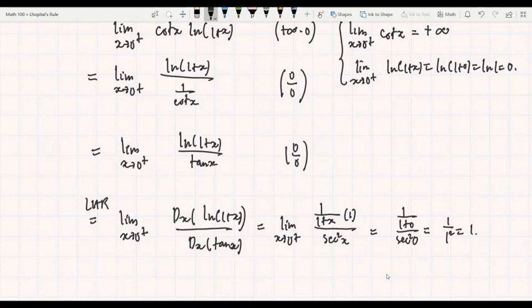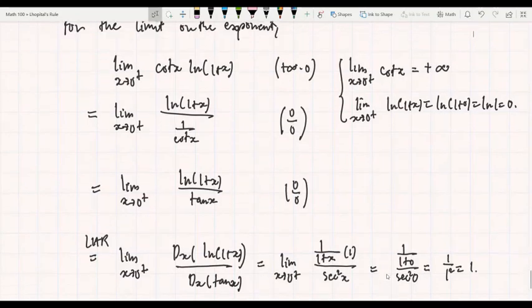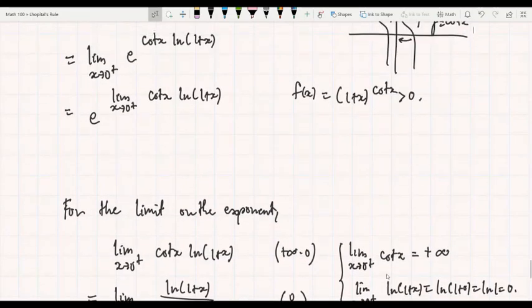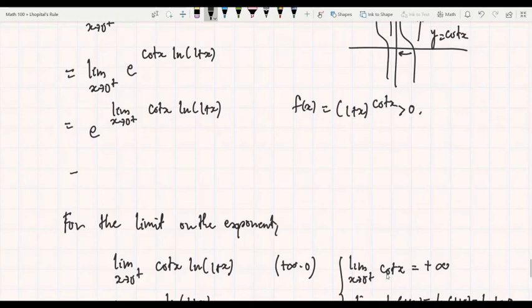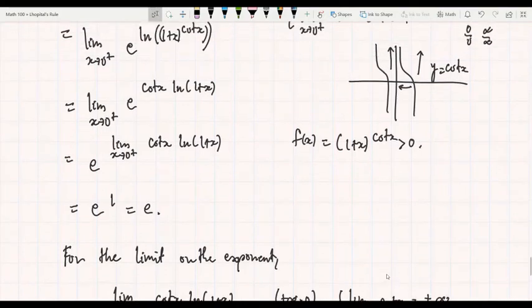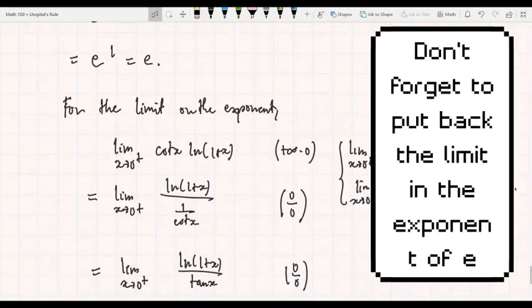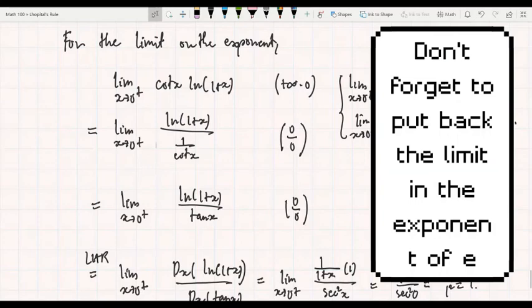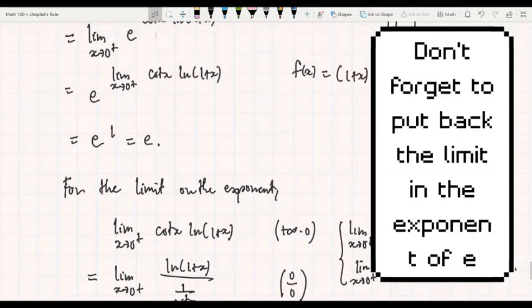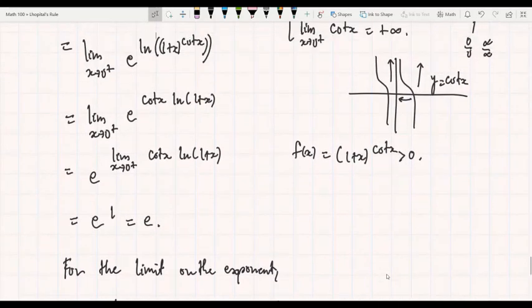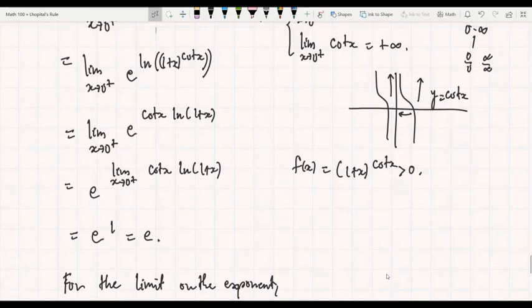So the limit on the exponent here, so let's go back. So the limit on the exponent is 1. So we have e to the 1, or e. So the value of the original limit is e. So don't forget, after calculating the value of the limit on the exponent, put it back on the original calculation. So that's it for L'Hopital's rule.